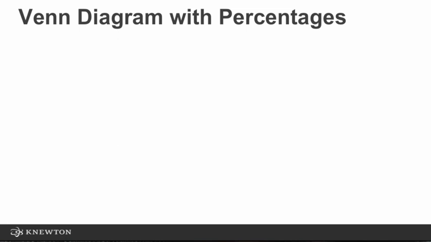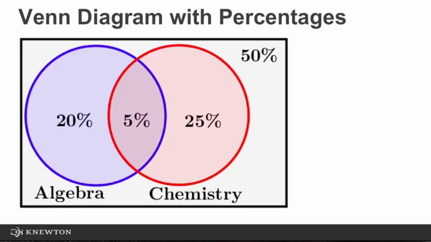Now let's talk about Venn diagrams with percentages. Most of the things that we deal with here are going to be very similar to what we dealt with before when we were given the actual number of each item in each region. The only difference here is that we're given percentages of the total population. So for example, this is the exact same Venn diagram that we've seen in the last few examples. Now we're told that 20% of students take just algebra, 5% take both algebra and chemistry, 25% take just chemistry, and 50% take neither algebra nor chemistry.